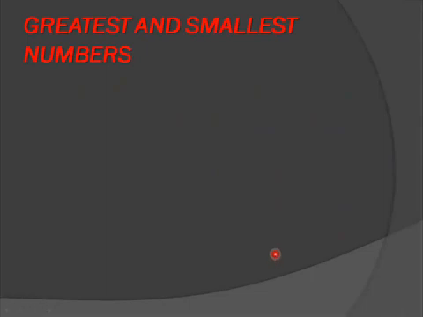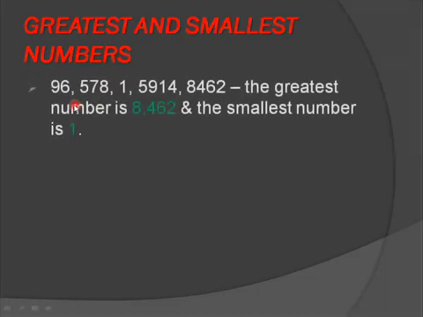Now, in this we are going to learn about the greatest numbers and smallest numbers. Large numbers we have already studied in the previous class also. Let us see the greatest and smallest numbers. Here I have given a few examples: 96, 578, 1, 5914, 8462. This is our question.